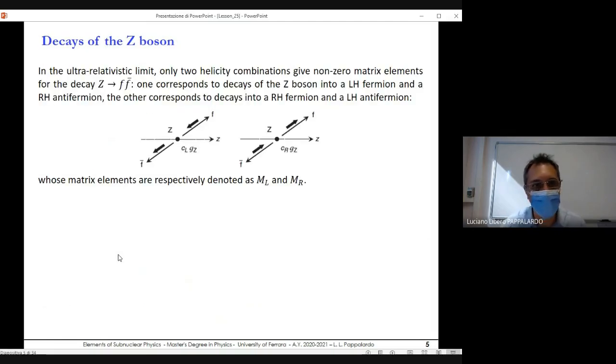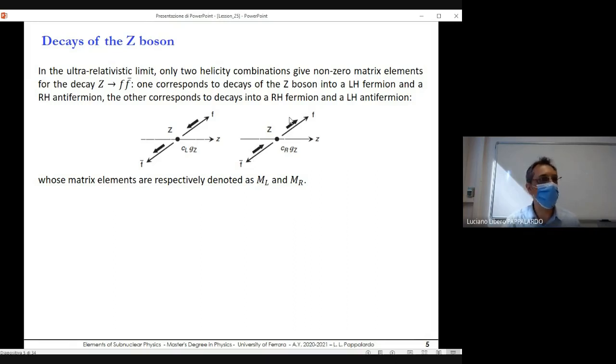Let's now proceed from this point. As we just said, in the ultra-relativistic limit, only two helicity combinations are non-zero for the decay of a Z boson into a fermion-antifermion pair. One is where the Z boson decays into a left-handed fermion and a right-handed antifermion, and in this case the coupling constant is C_L. And the other one is where the Z boson decays into a right-handed fermion and a left-handed antifermion, which is also possible for the Z, but with a different coupling constant, C_R. And so we can denote the two matrix elements for these two decay processes as M_L and M_R.